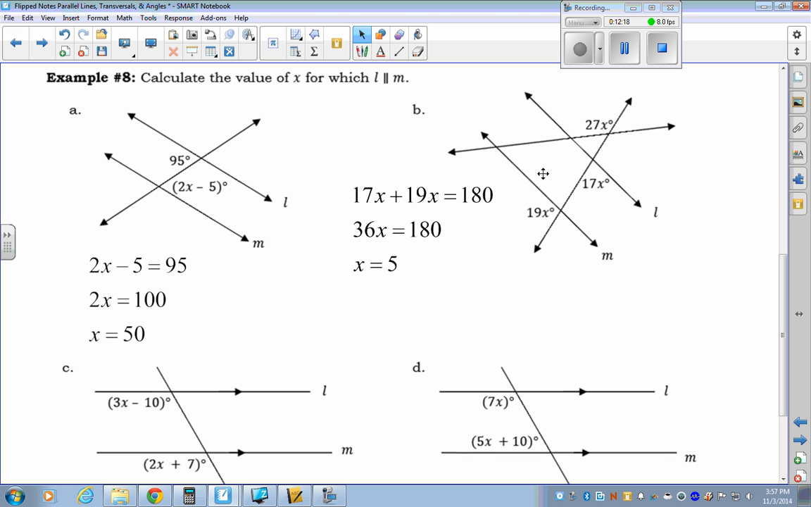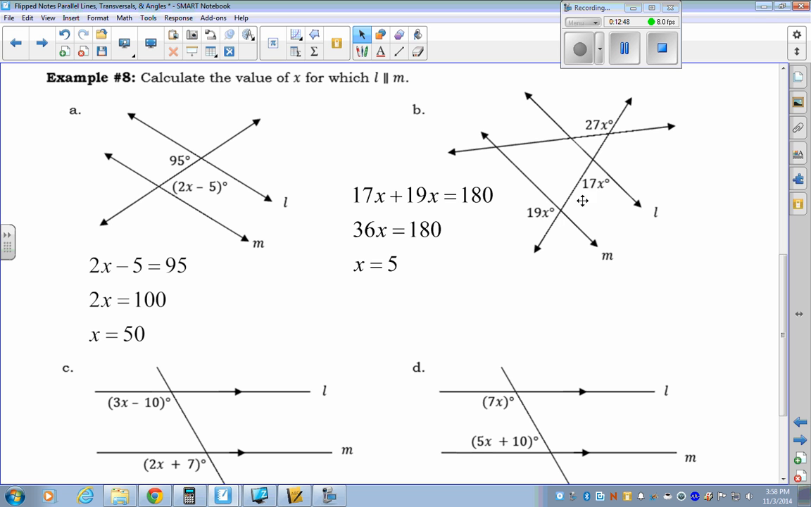We have parallel lines here, and they're being cut by two different transversals, this one right here and this one. If we look carefully, the 27x is not an angle we're going to be concerned with because it's not formed by our parallel lines and our transversal. It's formed by our two transversals. So that's extra information designed to muddy up the problem to make it a little bit more difficult.